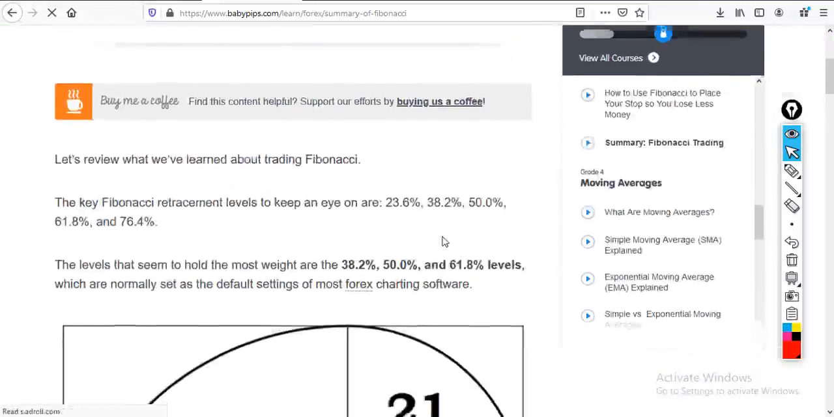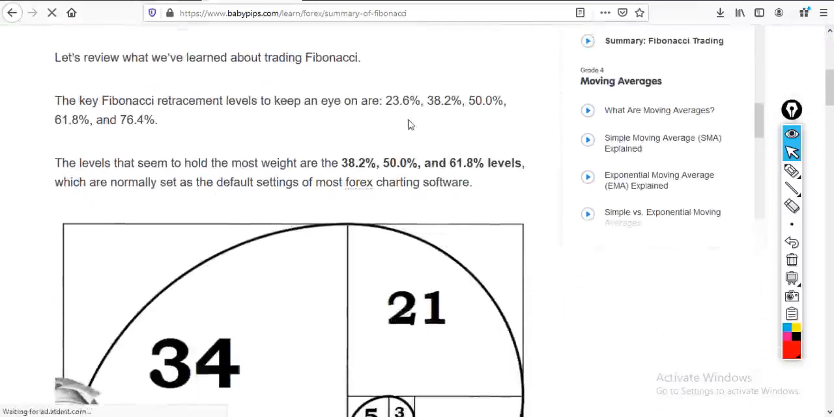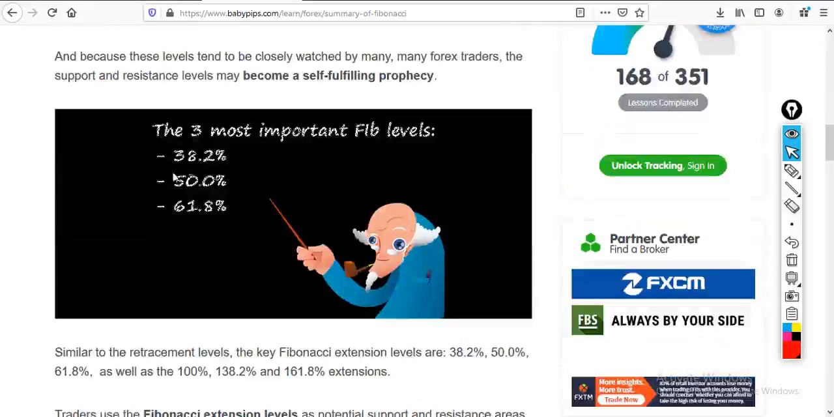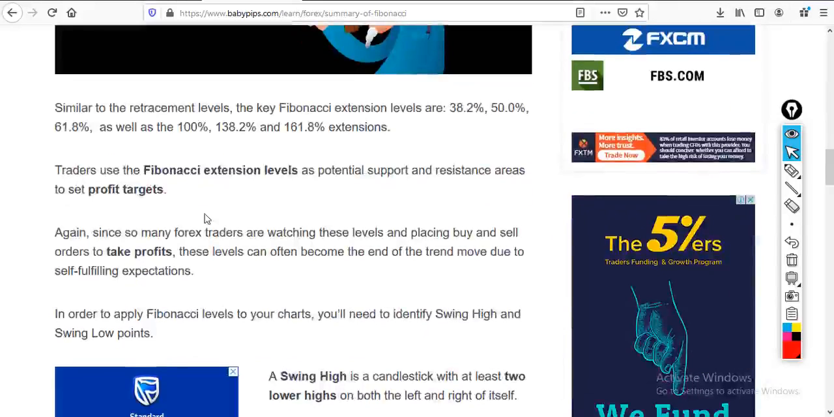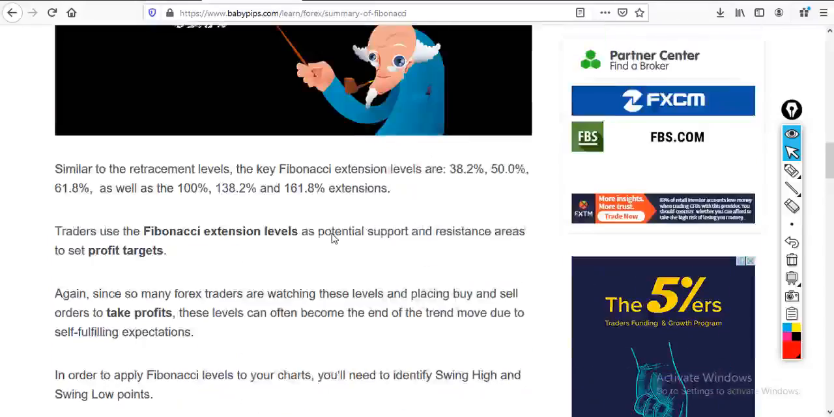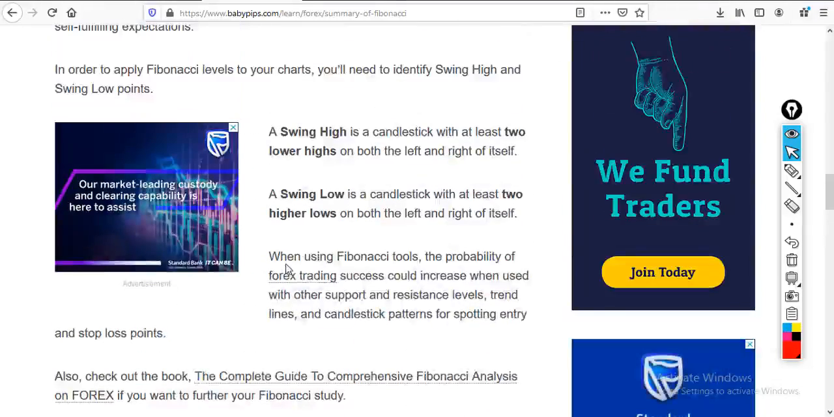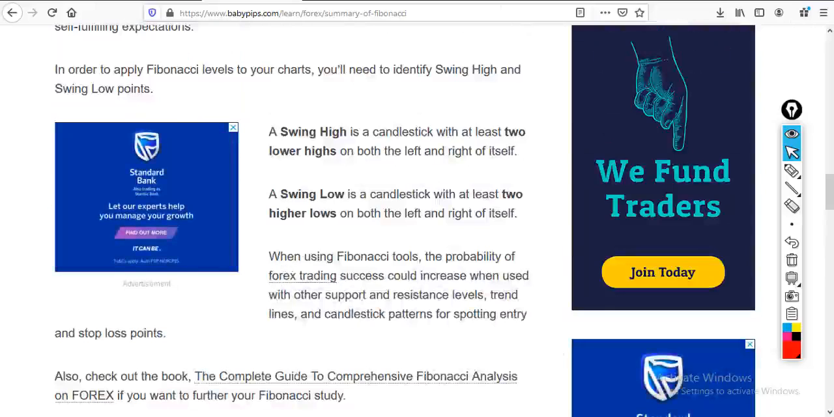In summary, we have learned that you should keep your eyes on these areas of the Fibonacci retracement levels. These areas are very, very powerful areas in the market. The most important Fibonacci levels are the 38.2%, 50%, and 61.8%, for the extensions and retracement levels as well. So that is all we'll be having. But before we close this, let us go to the live chart.